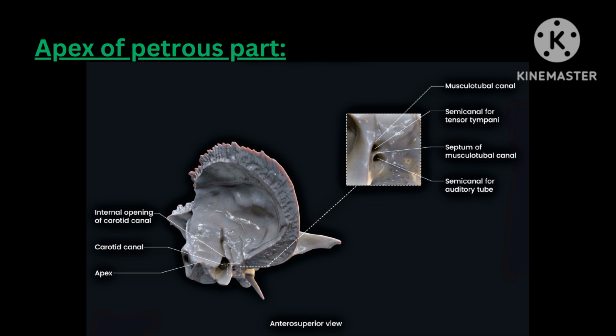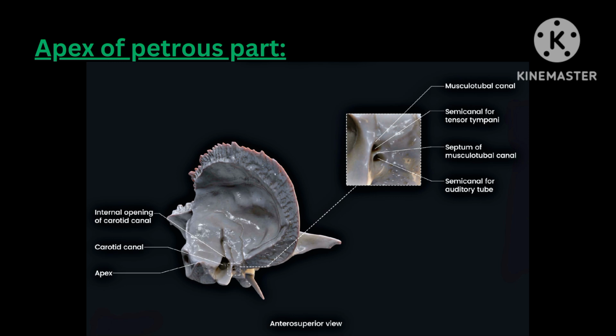The apex of the petrous part of the temporal bone features the anterior or internal opening of the carotid canal, and forms the posterolateral margin of the foramen lacerum. The carotid canal is a bony passage for the internal carotid artery. The canal is located in the apex of the petrous part of the temporal bone. Through it the mentioned artery reaches the middle cranial fossa from the neck region.